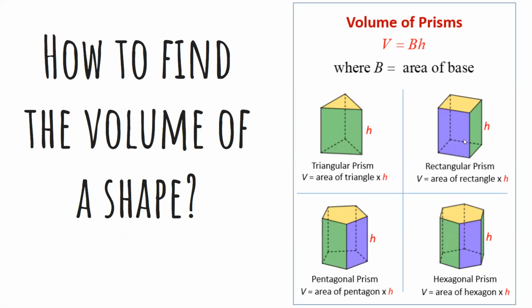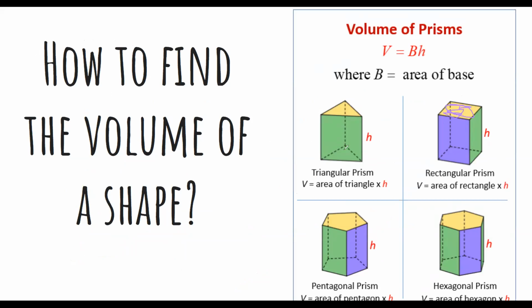On this, it says the volume is B times H. B in that case is just the area of the base. So the base is going to be this part right here, specifically the shape on the bottom. And on this, it's the triangle at the top, which is going to be the same. So finding the area of that and then multiplying it by the height of the actual shape. It's pretty much just doing your normal area and then multiplying it by that added height.